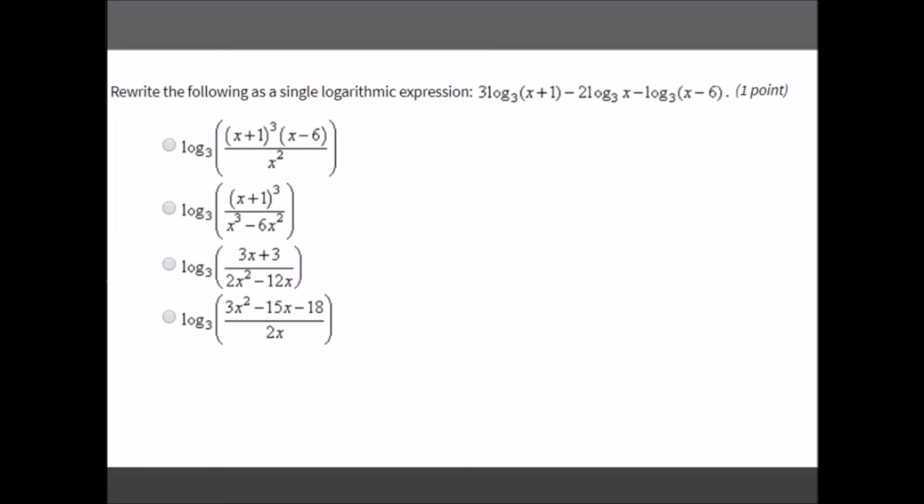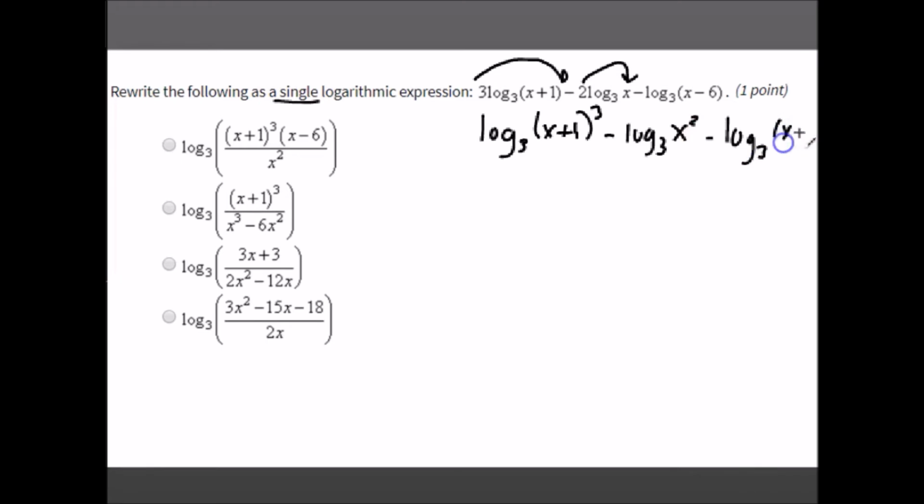Number 7. We're going to rewrite this logarithmic expression into a single log expression. So there are a couple of rules, actually 3 rules that'll be perceived here. The first is when you've got a number in front, it can become an exponent on the back end there. So my first step would be to have a log base 3 of x plus 1 cubed minus a log base 3 of x squared, bringing that exponent up, minus log base 3 of x minus 6.